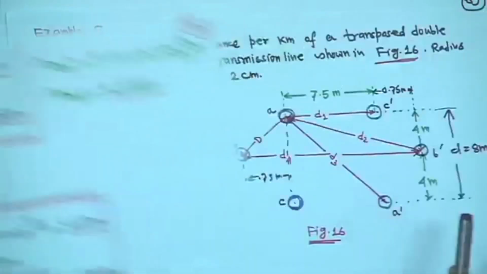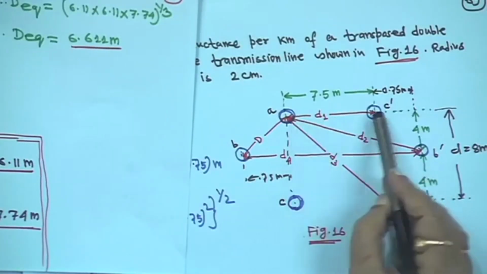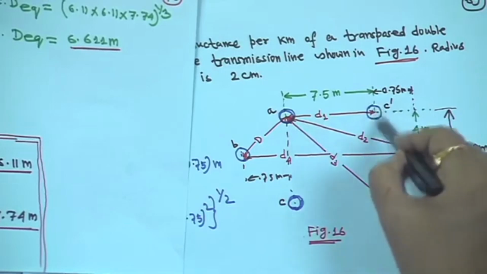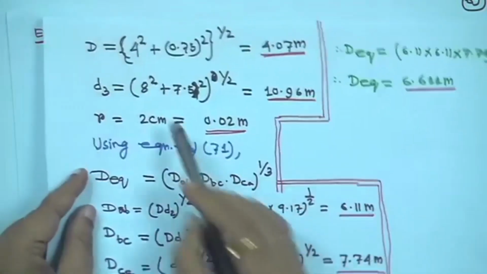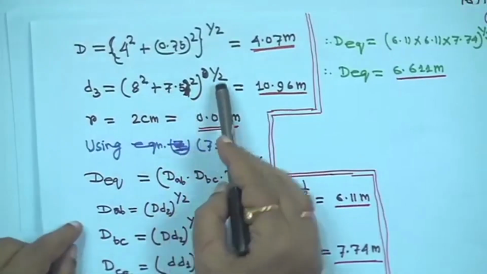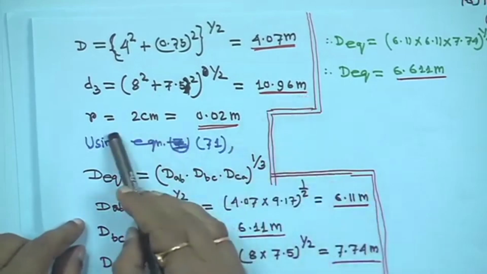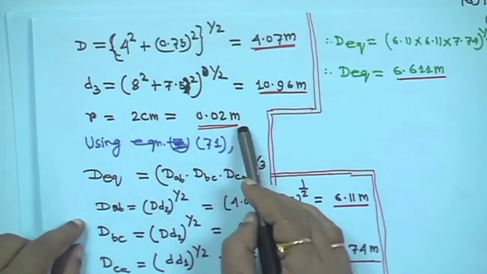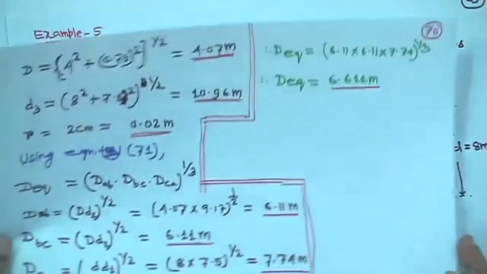Similarly, d3 means this one. Here it is 7.5 and from here to here it is 8. That means d3 is equal to 8 square plus 7.5 square, to the power half. So, 10.96 meter. R is given as 2 centimeter, that is 0.02 meter. So, first you calculate all the distances.